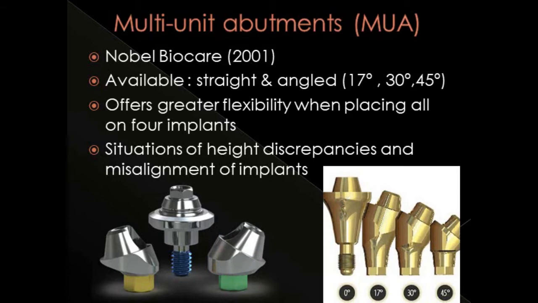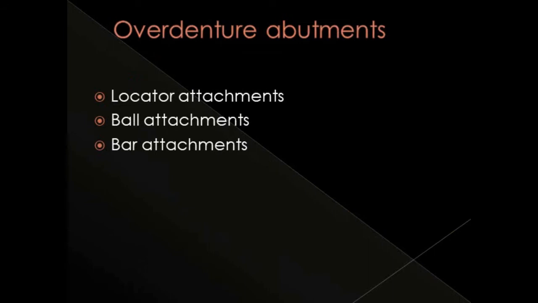And because of this angulation, it offers greater flexibility for the dentist while placing all-on-4 implants, and this can also be used in situations of height discrepancies as well as misalignment of implants. Next is about the abutments that are used in overdenture cases. Mainly they are of 3 types: locator attachments, ball attachments and bar attachment. Let us see one by one.